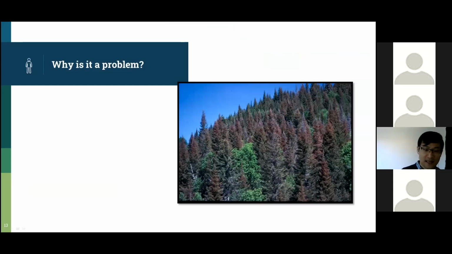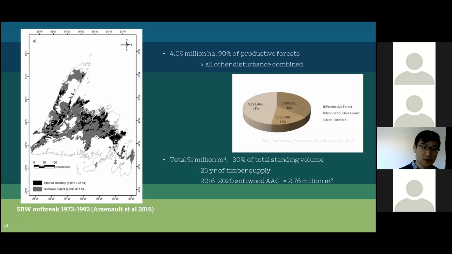So that said, is it a problem? Why is it a problem? Because budworm has been here way longer than what we know. Is that an ecological problem, or what is it? If we look at Newfoundland, I'm trying to say this is really just a forestry problem or a money problem. If we look at the last outbreak in the 70s to 90s.